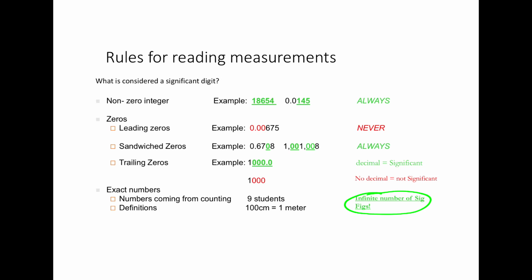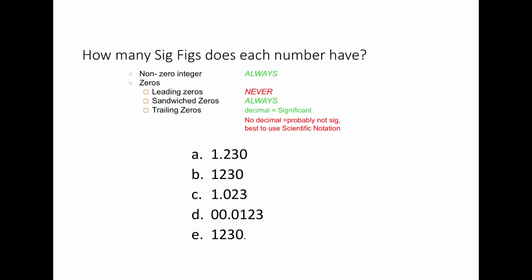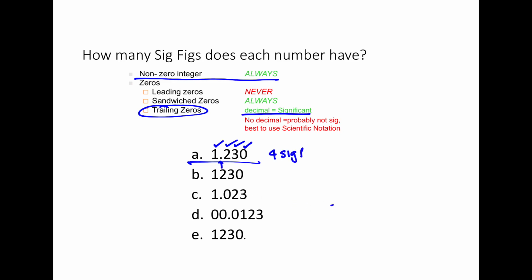Now that we know the rules, let's get some practice. I've listed most of the rules right up here, and let's use those rules to figure out how many significant figures each one of these measurements has. Now for this first number, there are 1, 2, 3 non-zero numbers. Those are always significant. And then it has a 0, that is a trailing 0. For trailing zeros, if there's a decimal point, it's significant, and there is a decimal point here, so that one is significant, and it has 4 sig figs.